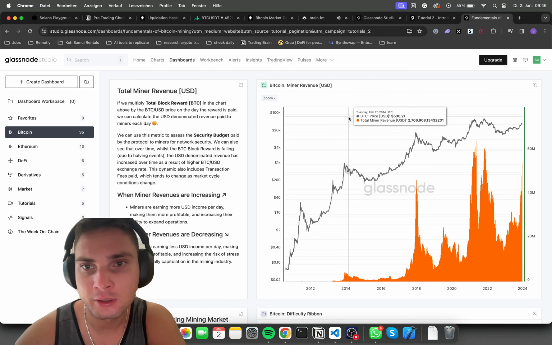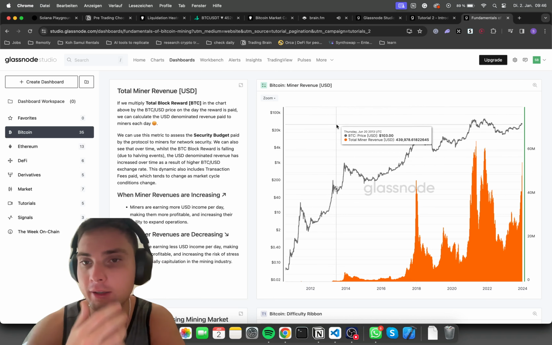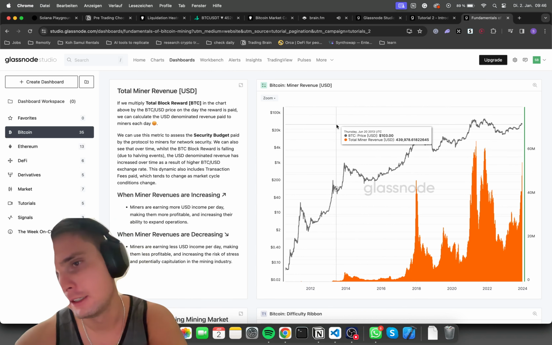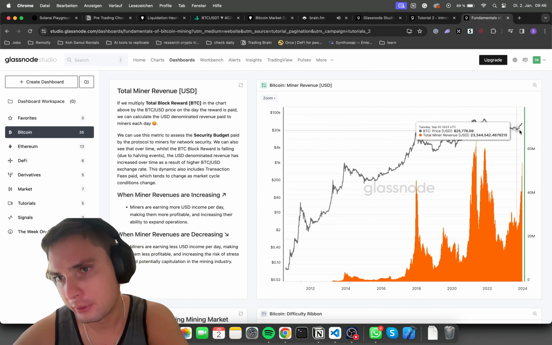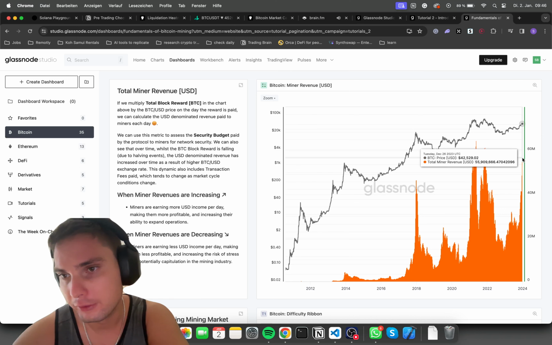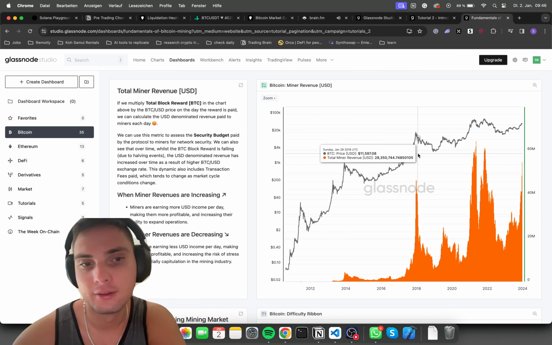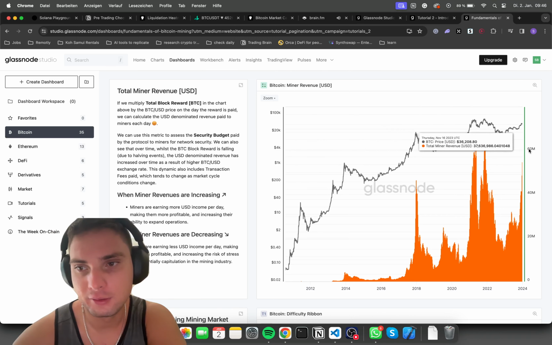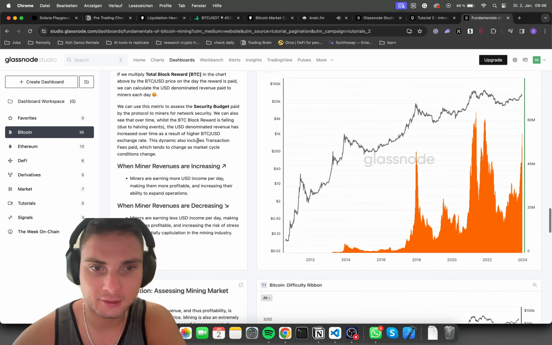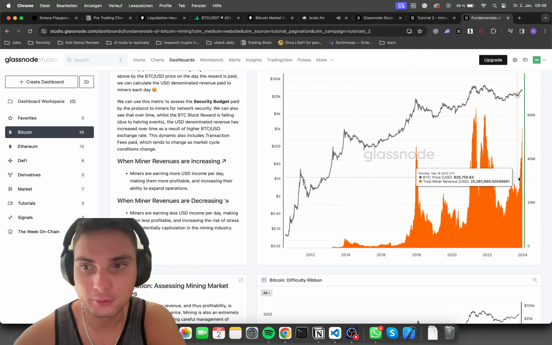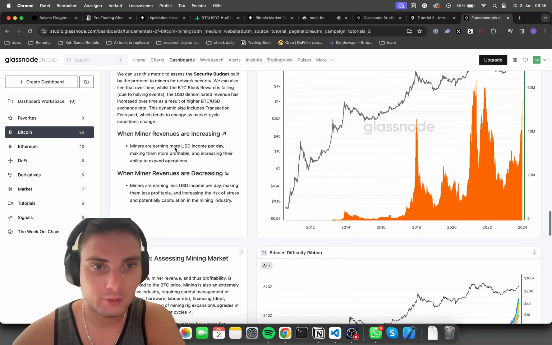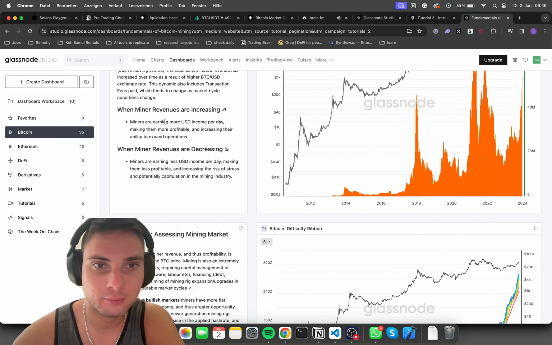Like, this is a logarithmic chart, at least for the Bitcoin price. So of course, if the price is moving up, the revenue goes up. Okay, I guess the price is moving mainly, at least right now in the current peak. Miners are more used today, making them more.